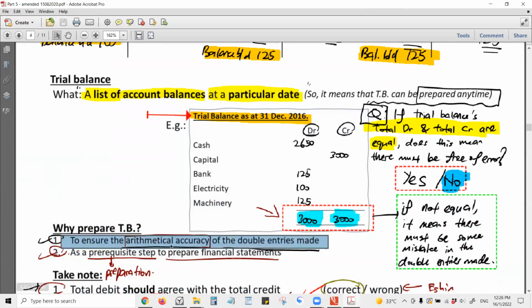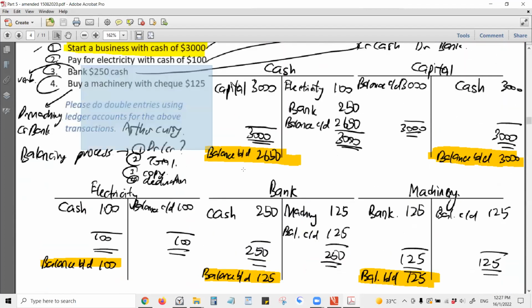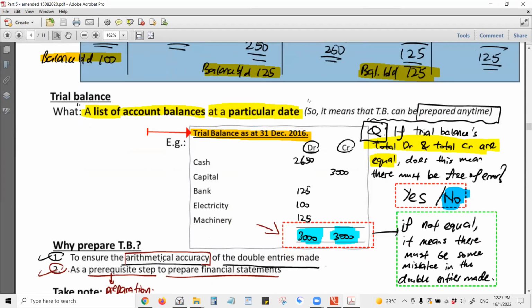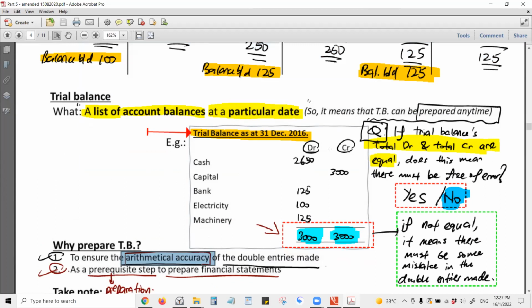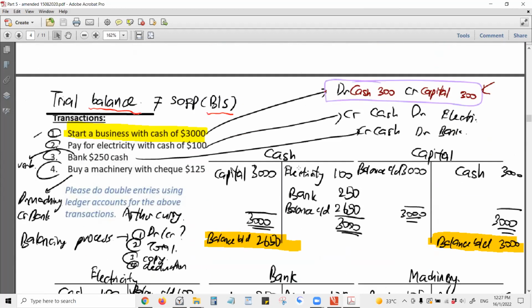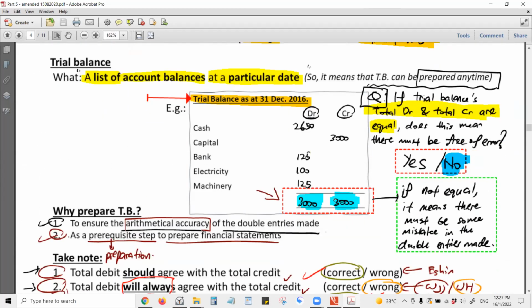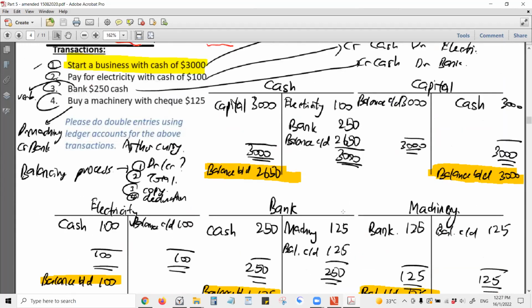The first one, check the arithmetical accuracy, means you are trying to ensure that all the entries you did earlier, you have been using the same numbers for both the debit and credit entry. That's the meaning of ensuring arithmetical accuracy. Arithmetical means number. You are trying to ensure that the numbers that you have used for both the debit and credit entry here are the same. So when you do the trial balance, if you don't get the totals to be the same, the total debit not equal to the total credit, it means that you must have used different numbers for debit and credit for certain things here.